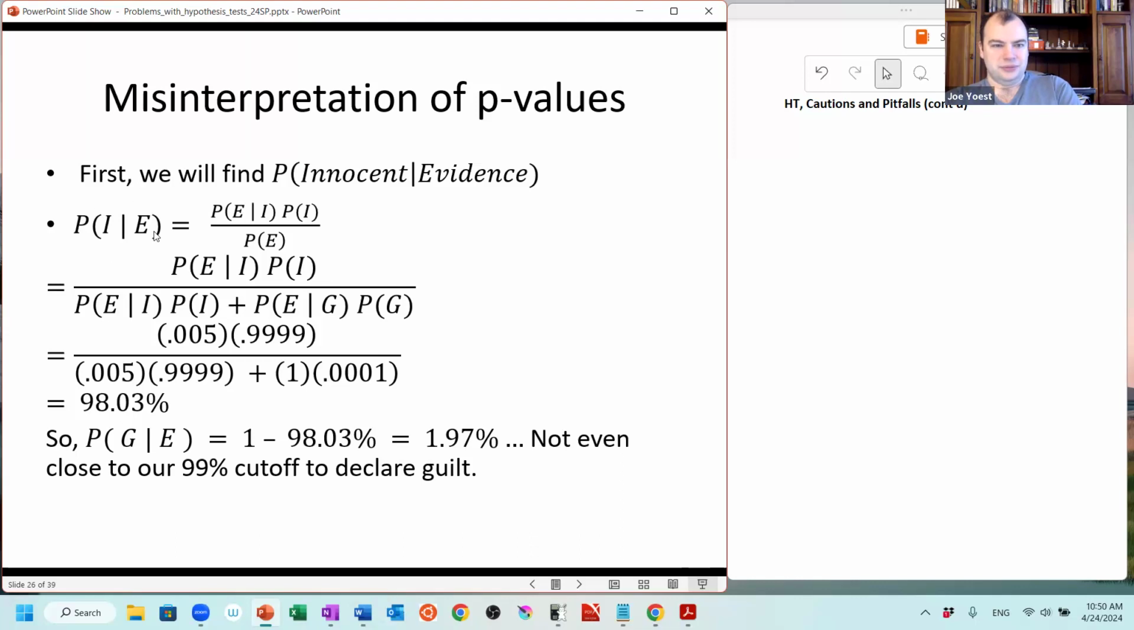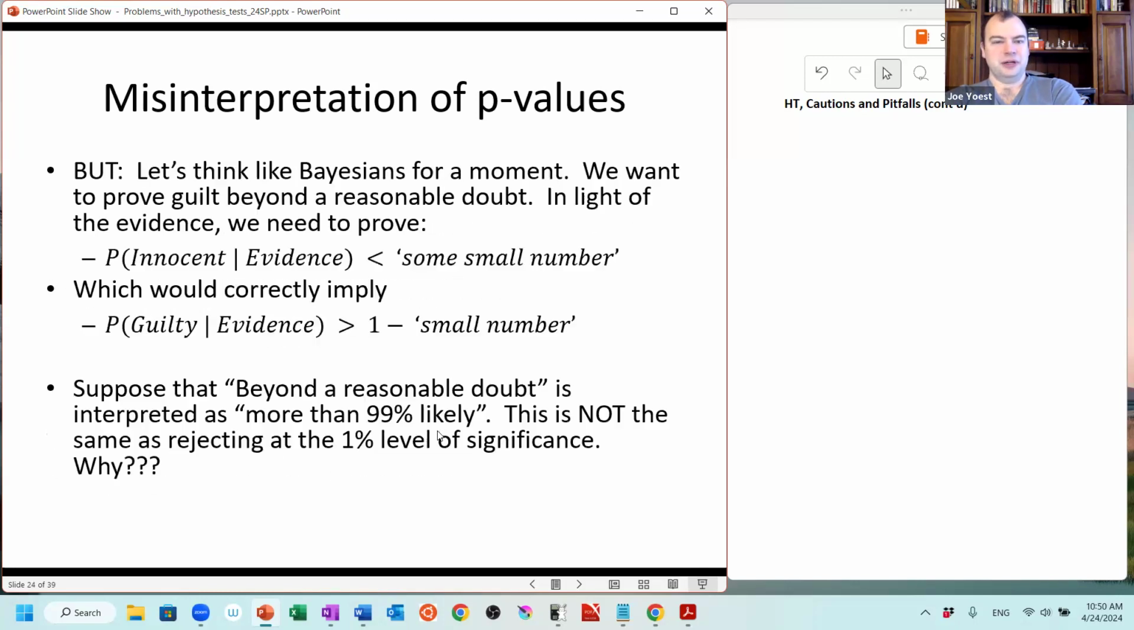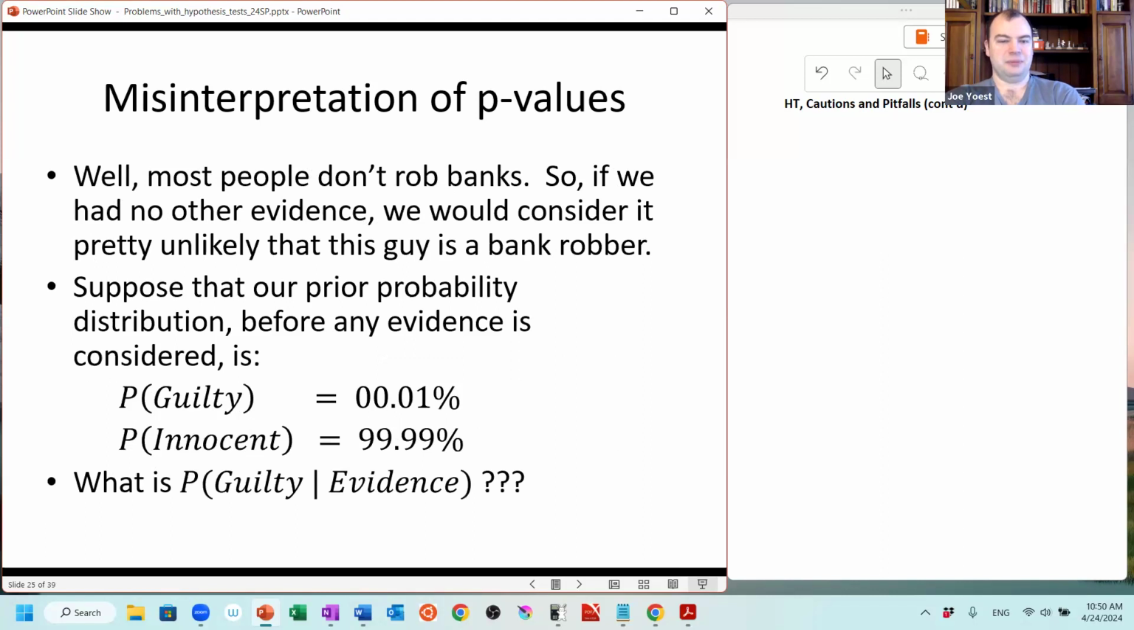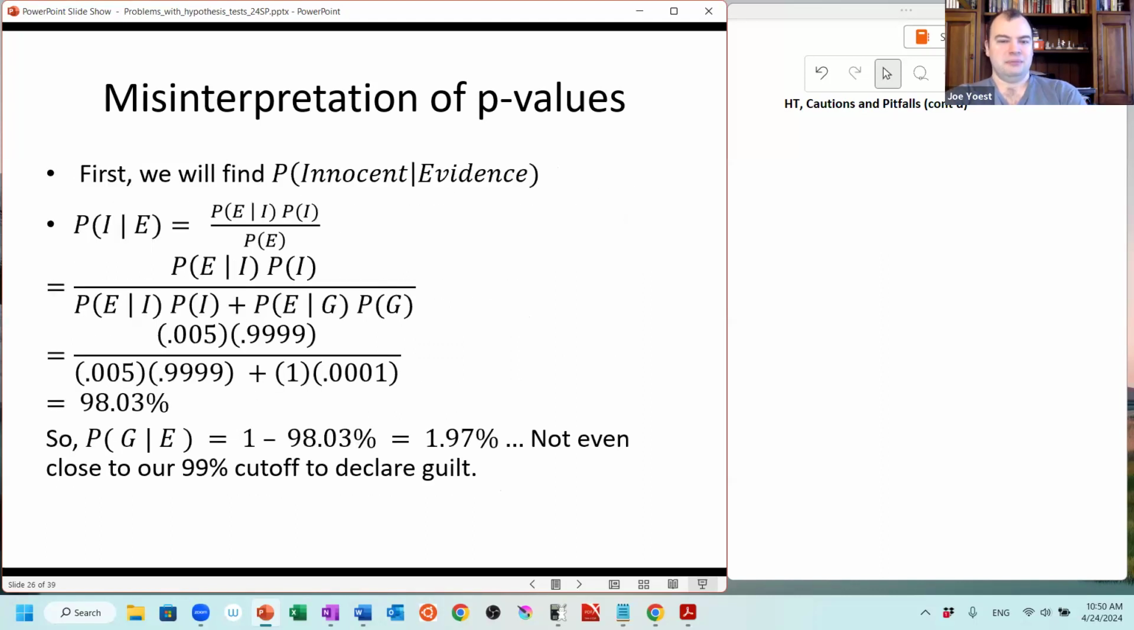Well, note what we're finding. Probability of innocent given evidence is 98%. Therefore, probability of guilty given evidence is only like 2%. So the frequentist would throw the guy in jail based on a p-value of 0.5%, being less than 1%, but the Bayesian would say, but I'm only 2% certain that the person is even guilty. I'm never going to throw them in jail on that.